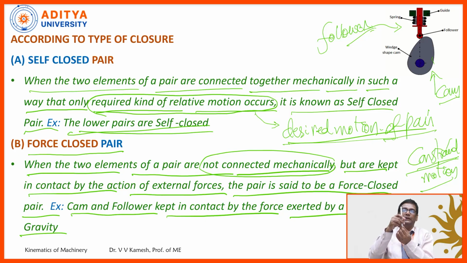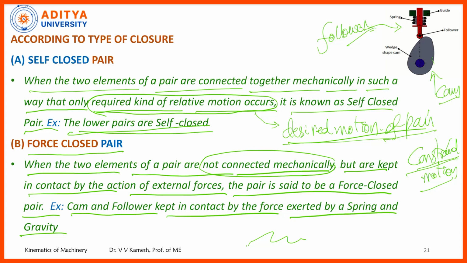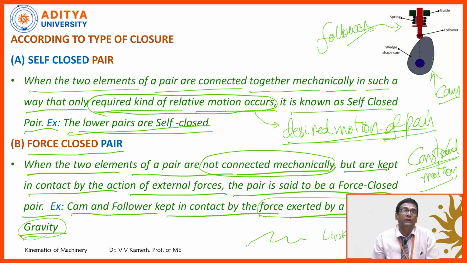Due to gravity, the follower will be like this, right? And due to the movement of the cam, it has to move up. So, this is the force exerted by the spring and gravity. We are forcefully maintaining the relation between the cam and follower, or in other words, the relation between link 1 and link 2. So, self-closed pair and force-closed pair are the two varieties.